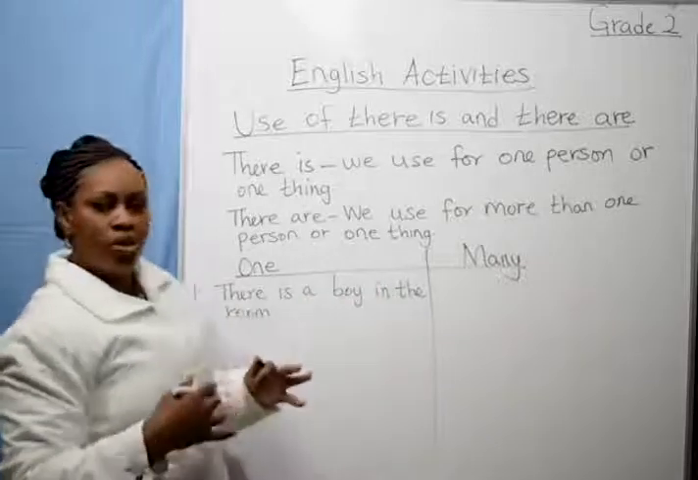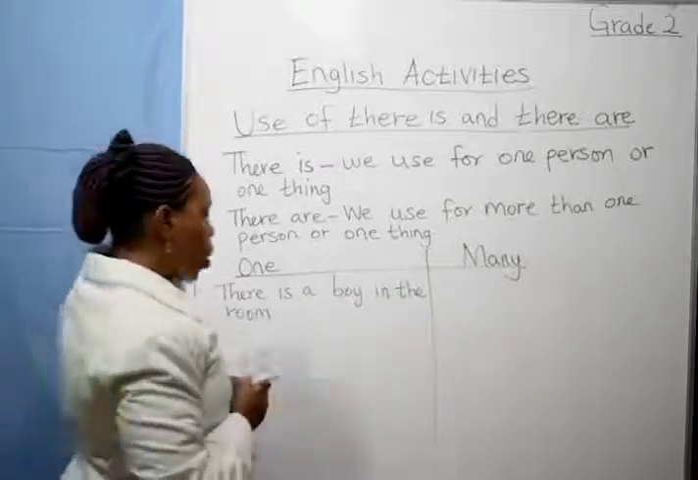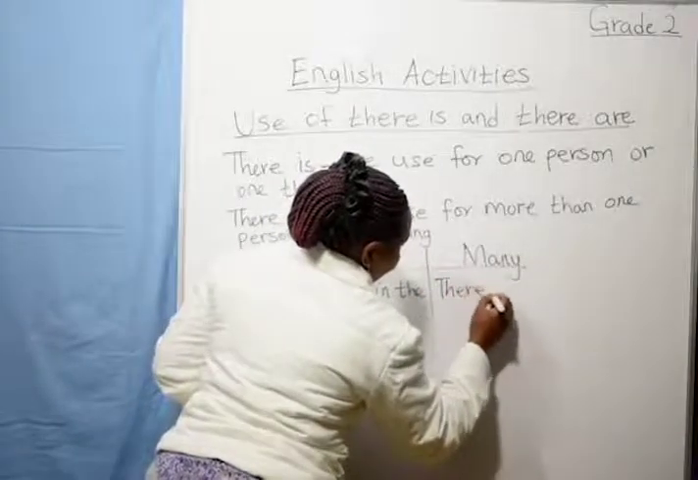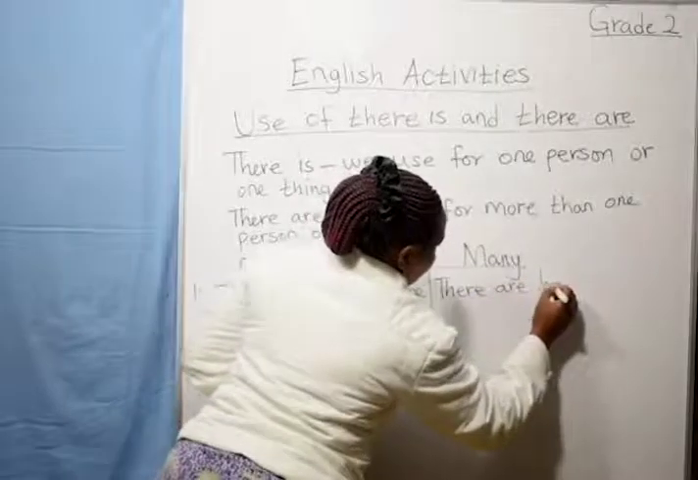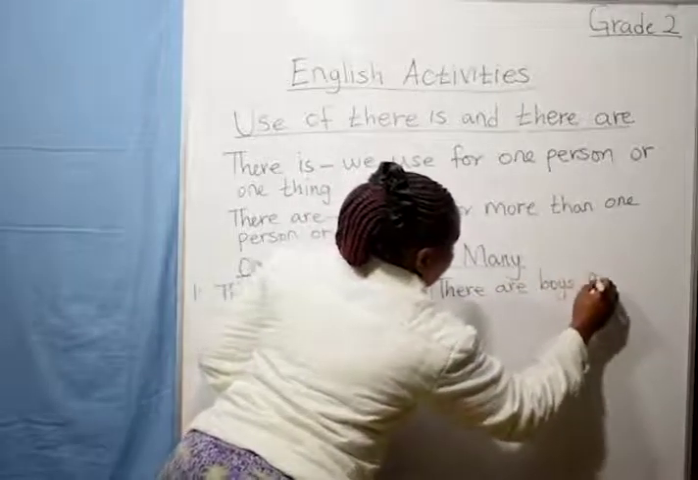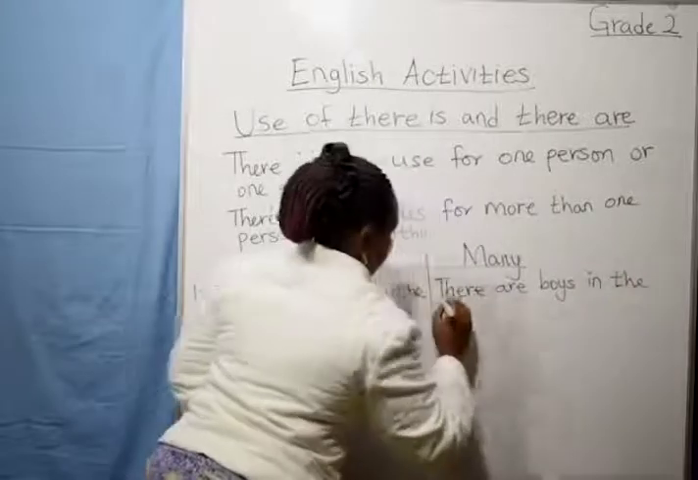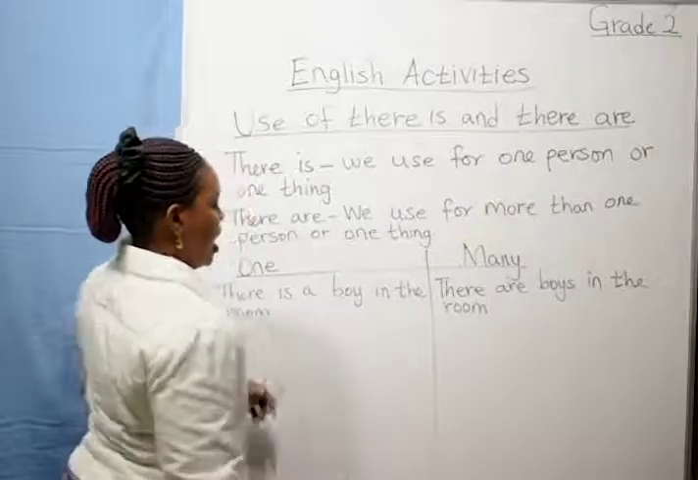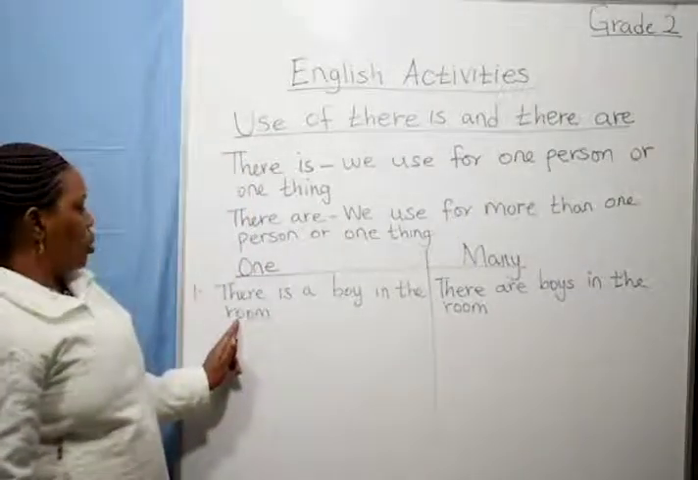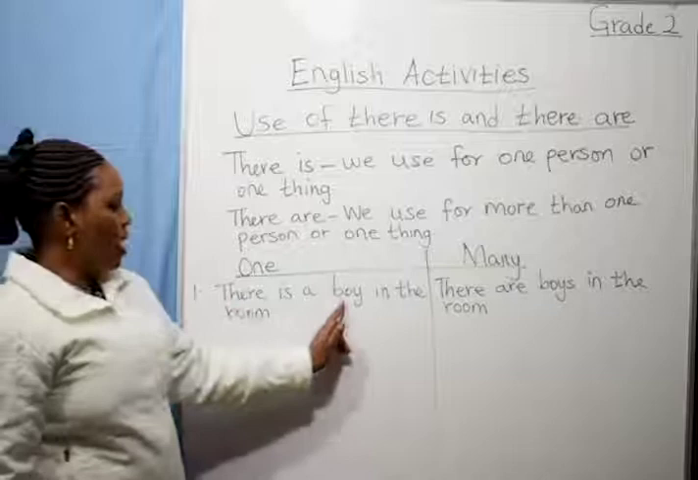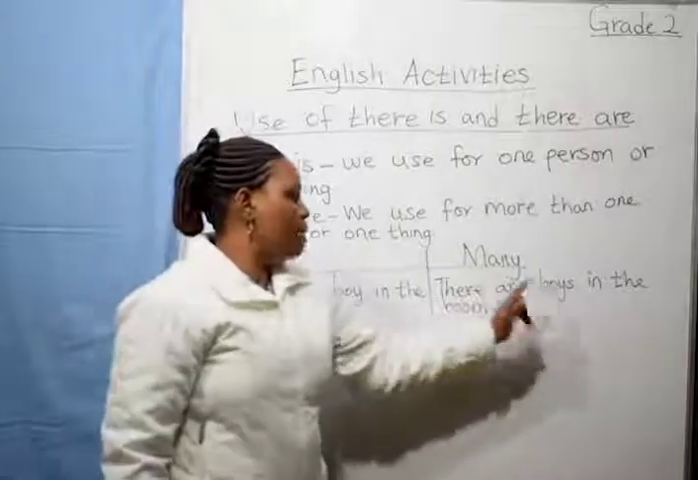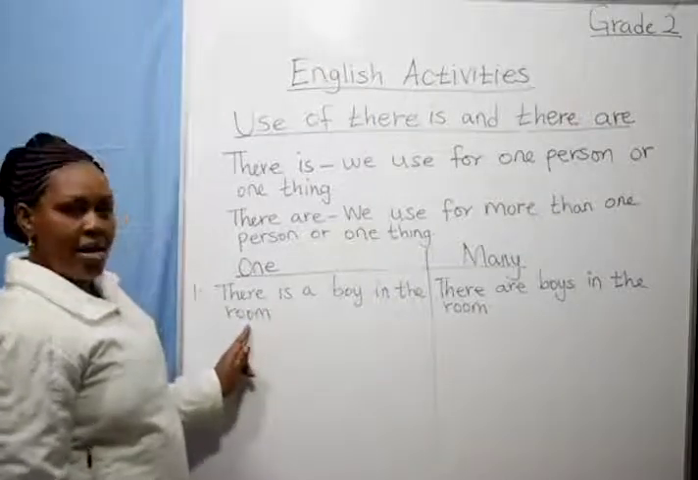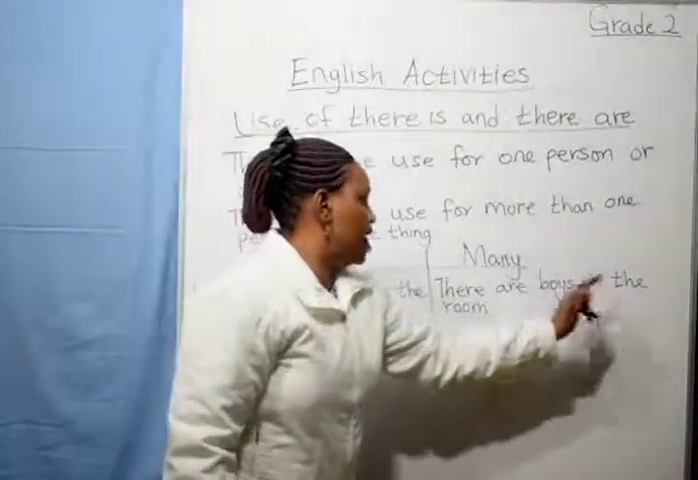When you are talking about many, you say there are boys in the room. Here we are talking about one boy, and here we are talking about many boys. So you say there is a boy in the room. When there are many, you say there are boys in the room.